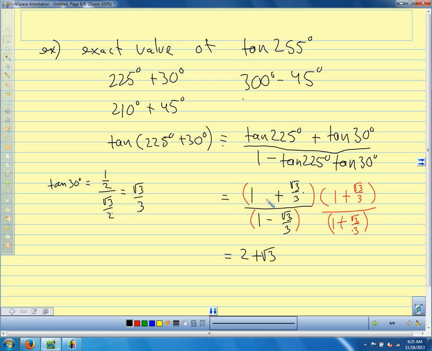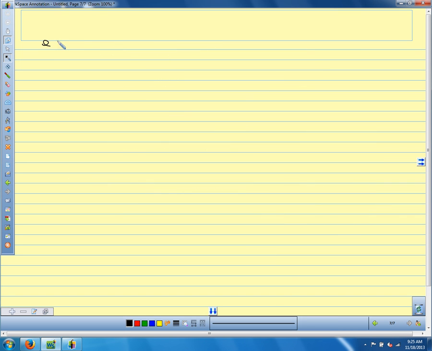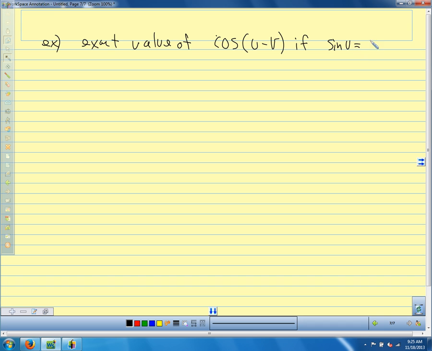All right, next one, my favorite example. I just like these kinds of problems. They're nice. They tie a lot of things together. We want the exact value of cosine of u minus v if sine u is 5/13, cosine v equals -3/5, and both u and v are in quadrant 2.